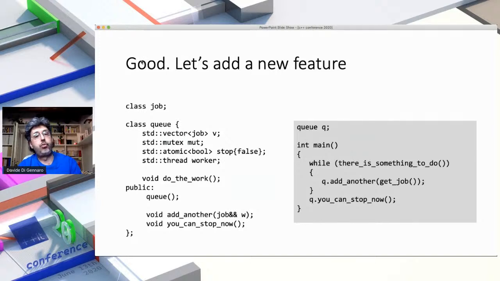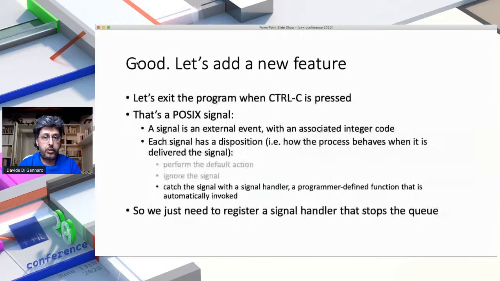Now someone asks to add a new feature. We want to exit the loop not only when there is nothing else to be done, but when the user presses Ctrl+C. So what is Ctrl+C? Ctrl+C is a signal, and a signal is simply an event that is delivered from outside to our process. According to the documentation, we can register what is called a signal handler, which is a function that will be called automatically, passing the integer value of the signal.